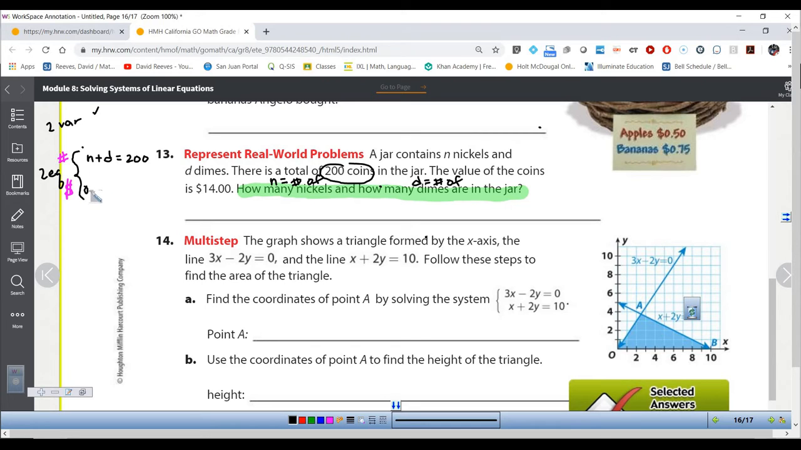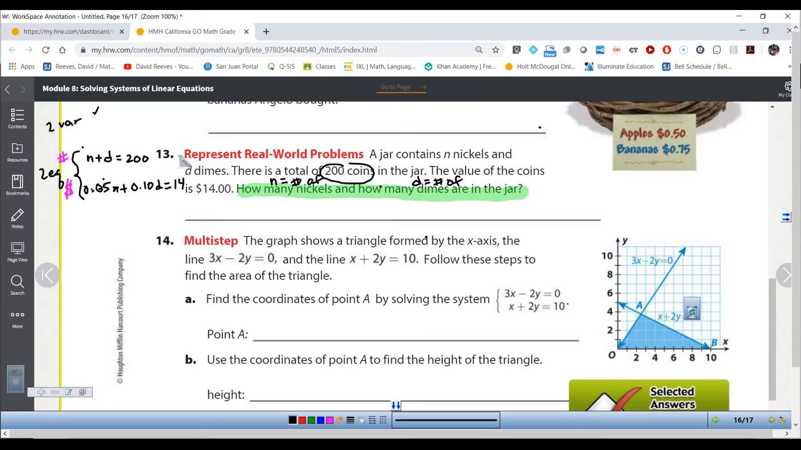So be careful. 5 cents is not 0.5. As we did in the previous problem, that's 50 cents. So 5 cents is going to be 0.05. So 5 cents for every nickel plus a dime is worth what? 10 cents. 10 cents for every dime gives us the total of our money. And what is the total of our money? It says right here, 14, right? And again, we don't usually put dollar signs and cents in our equations.